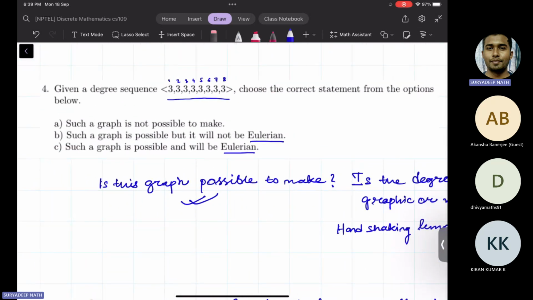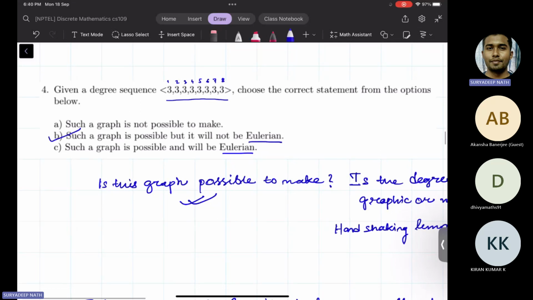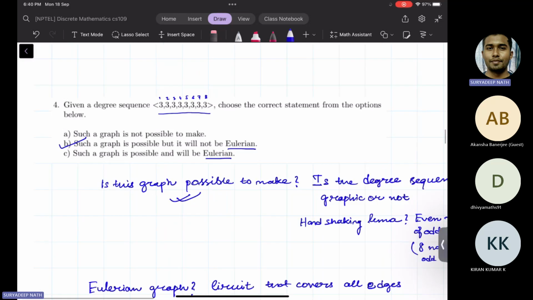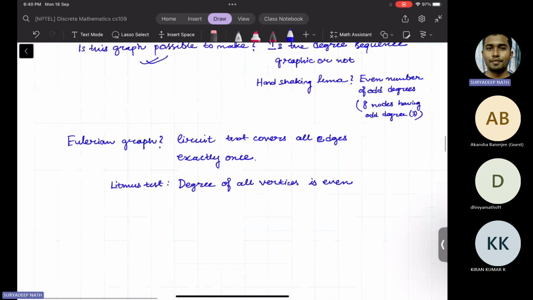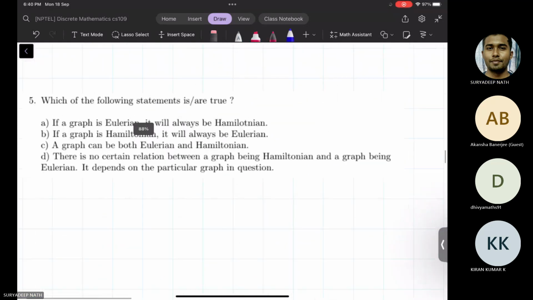So the right answer is that such a graph is possible, but it won't be Eulerian, because by the handshaking lemma there are an even number of odd degrees. So the graph is possible, it is graphic, but it won't be Eulerian because the degrees are odd. For Eulerian it has to be even. So option B is the right answer. Let us move on to the next question.